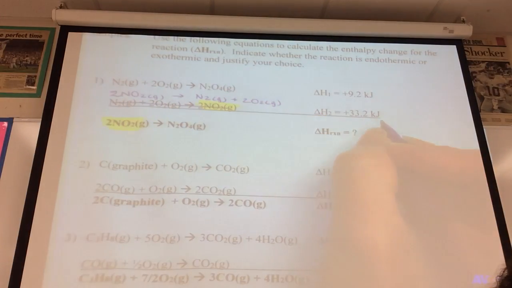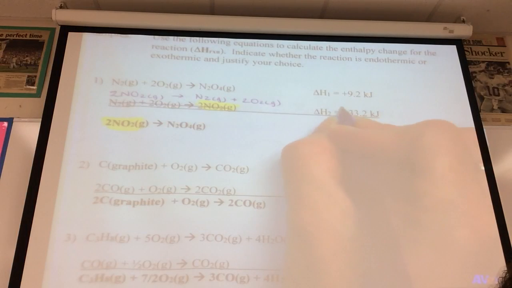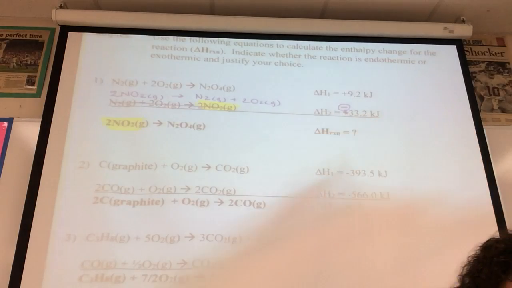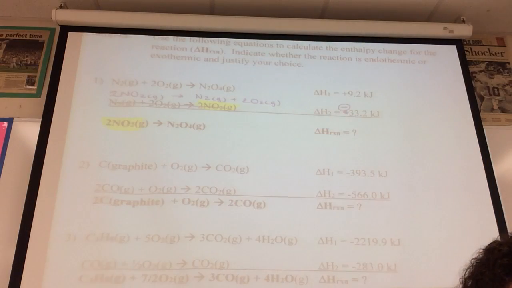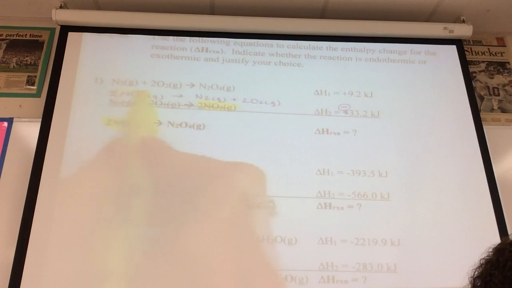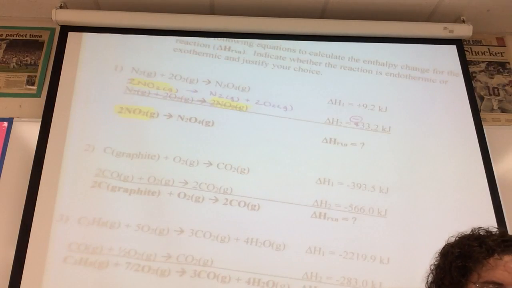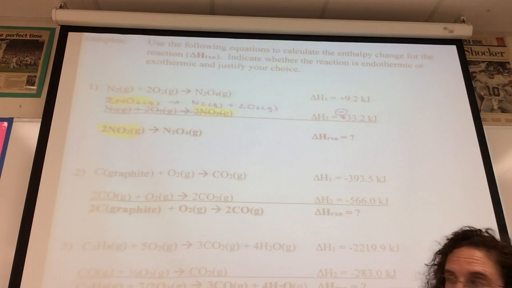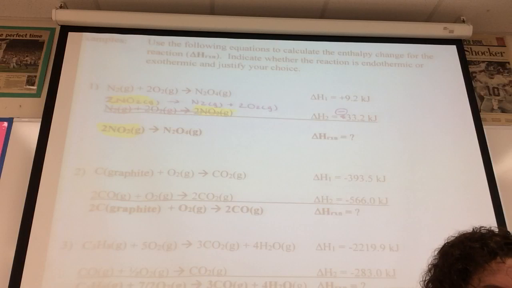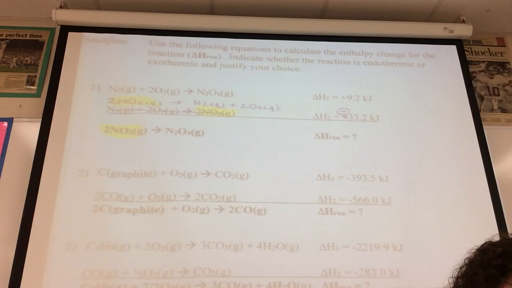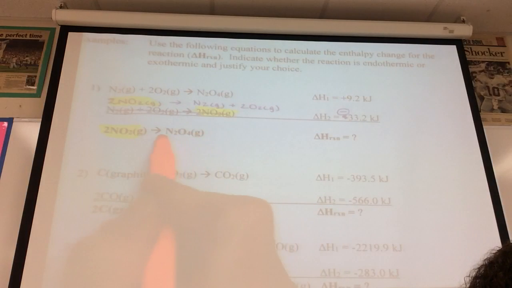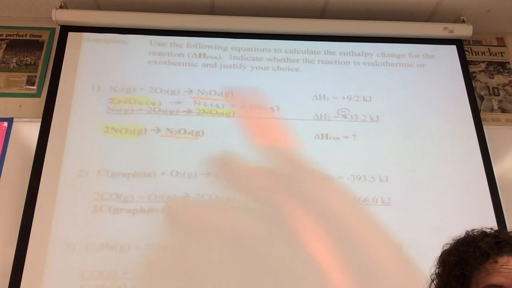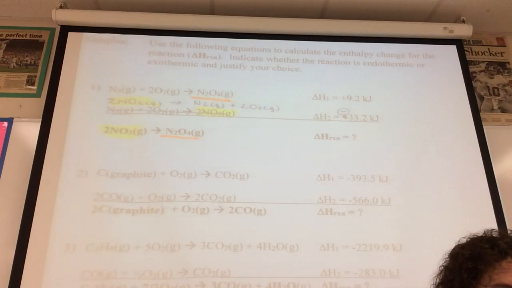And when I do that, what do I do to the sign on delta H2? I change it, I make it negative. Now, I've got this as a reactant. I've got dinitrogen tetroxide here and here, oh, that's a good sign that the first equation is okay.